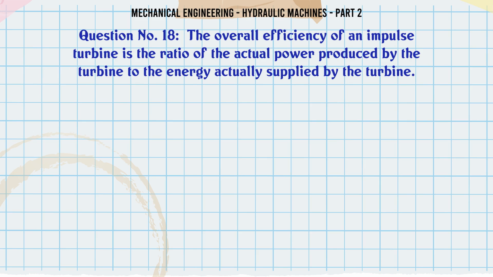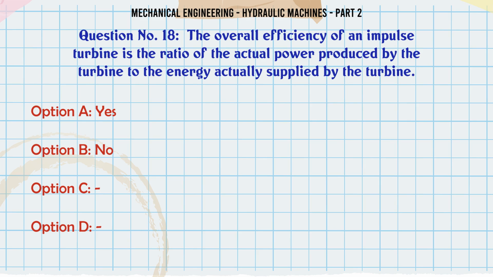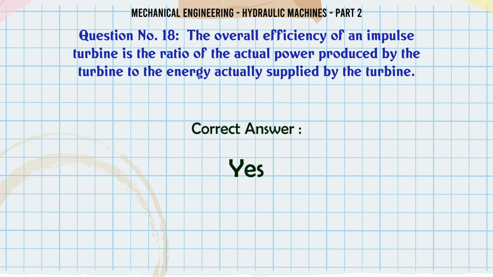The overall efficiency of an impulse turbine is the ratio of the actual power produced by the turbine to the energy actually supplied by the turbine. A. Yes. B. No. C. D. The correct answer is yes.